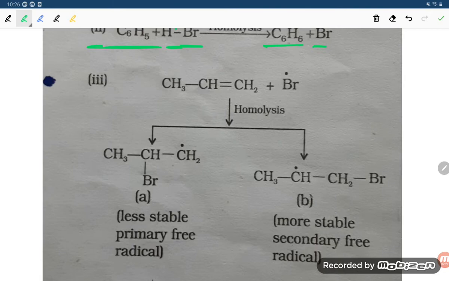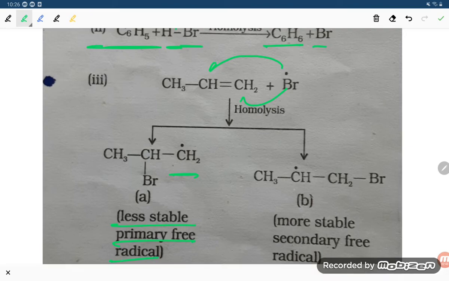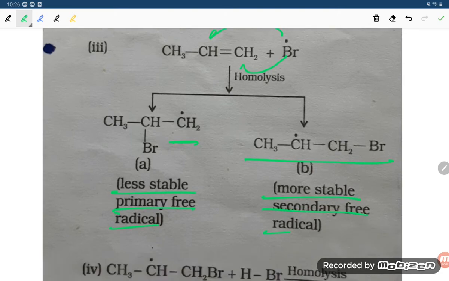There are two possibilities. One is, if it is attacking here, a 1 degree free radical will form. If it is attacking here, a 2 degree free radical will form. So here is the 1 degree free radical, the less stable primary free radical, and if it is attacking here, this is the more stable secondary free radical.